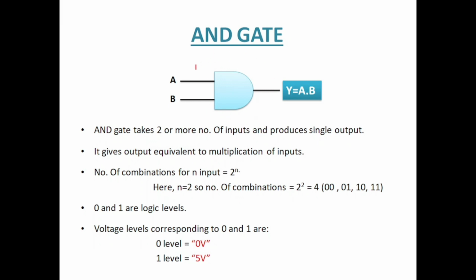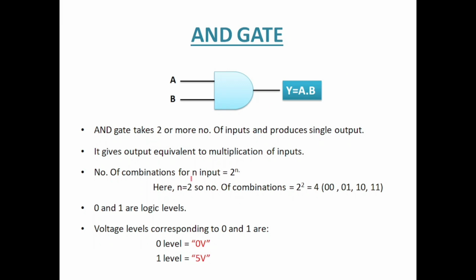I have shown a 2-input AND gate here, but AND gate can take 2 or more number of inputs and produces only single output, and its output is equivalent to multiplication of input as indicated by this expression. So any number of input you can apply and the output will be the multiplication of those number of inputs.